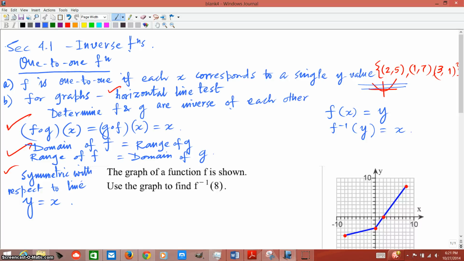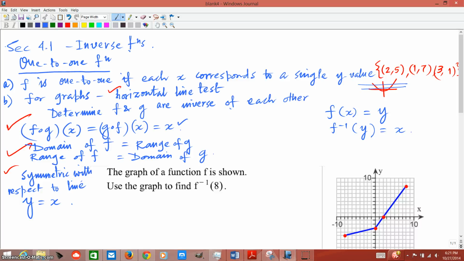Okay, a few other concepts you might have already gone through, which is to determine if two functions f and g are inverses of each other or not. Basically, you need to show f composition g equals g composition f, and that will equal x. And whenever a function is one-to-one, you know there will be an inverse function. So that's why we started discussing whether the two functions are inverses of each other or not.